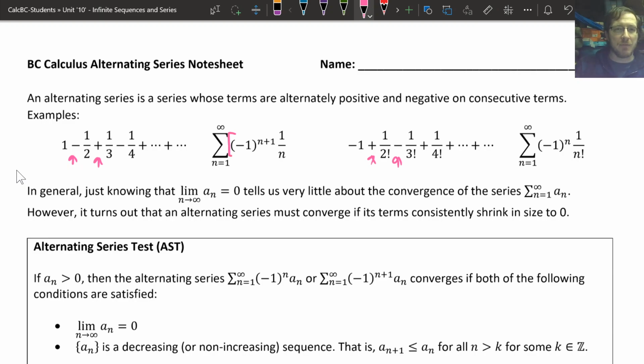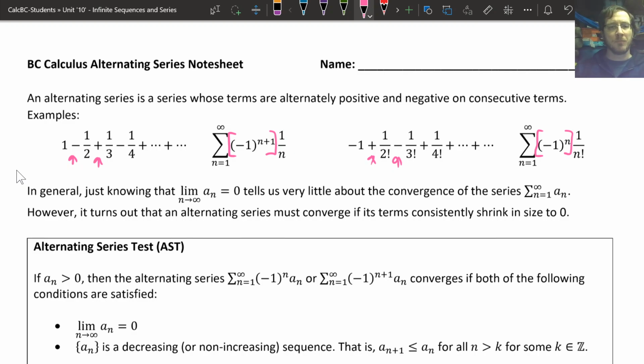And each of our sigmas has this kind of alternating factor, alternating part, or alternator, where you've got a negative value raised to a power, and that power changes, kind of like a switch that turns on and off. Even power is positive, odd power is negative. So in general, just knowing that the limit as n approaches infinity of a sub n equals 0 tells us very little about the convergence of the series. However, it turns out that an alternating series must converge if its terms consistently shrink in size to 0.